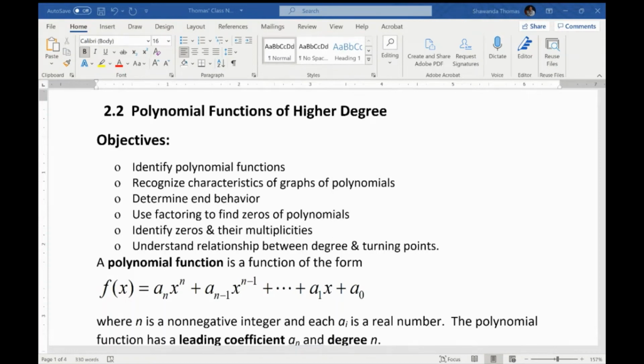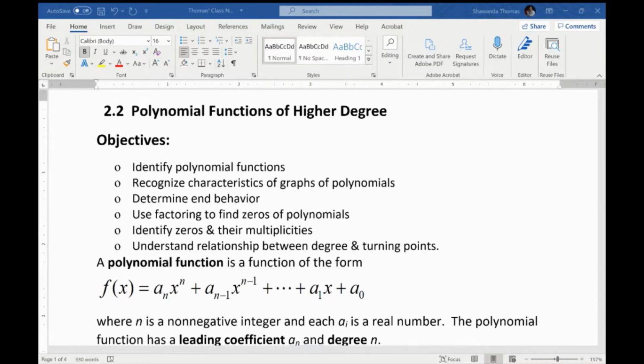Well, let's get started with 2.2, which is titled Polynomial Functions of Higher Degree. Tell me, what functions have we learned about so far? What degree were those functions? We did quadratic, second power, and third. The second one was the quadratic function, and the third degree is the cubic function.